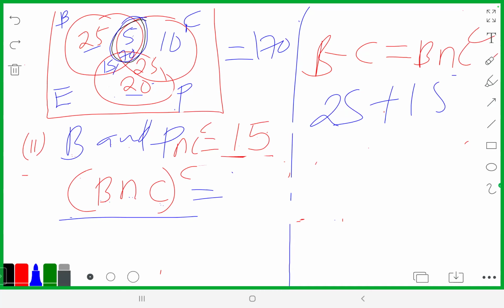What is not in B intersection C? It's everything that is not in B and C, right? Everything that is outside. So it's 25 and 10. Everything outside the intersection. 25, 15 is outside, 20 is outside, 25 is outside, this other 25, right? And the 10 is outside. Faith, did you get it? Are you fine now? So have you seen the difference between the two questions you're asking, right?